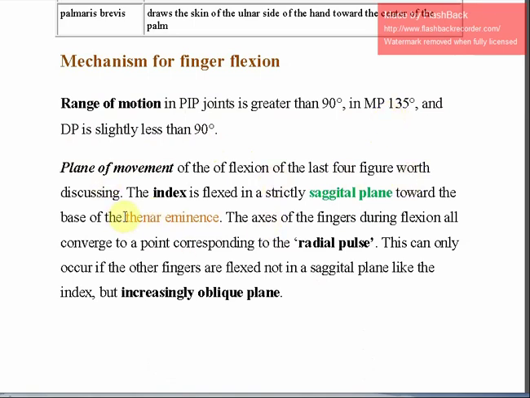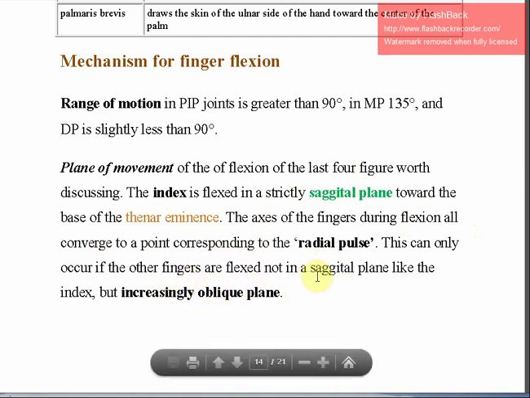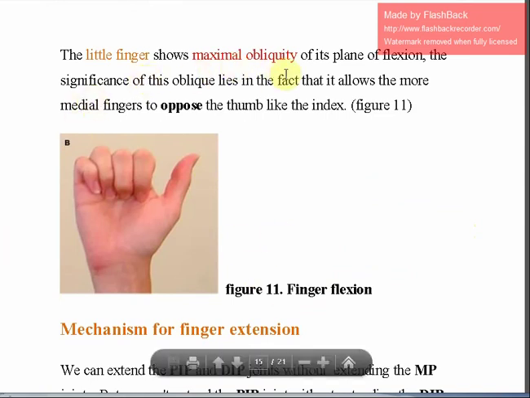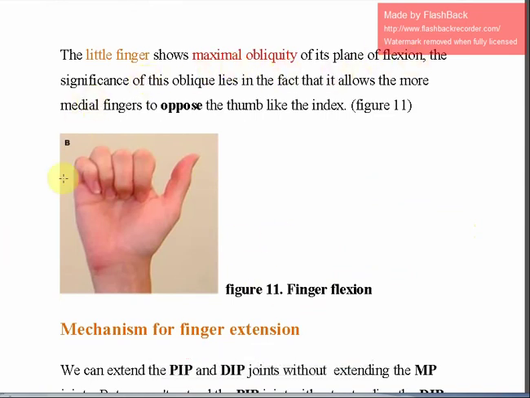So the plane of movement of the flexion of the last four fingers is worth discussing because the index is flexed in a strictly sagittal plane towards the base of the thenar eminence. The axes of the fingers during the flexion all converge to a point corresponding to the radial pulse. So this can occur if other fingers are flexed not in a sagittal plane like the index but increasingly oblique. So here you can see the finger flexion. The little finger shows maximal obliquity of this plane of flexion, and the significance of this obliquity lies in the fact that it allows the more medial fingers to oppose the thumb like the index. So here you can see the little finger, the obliquity.